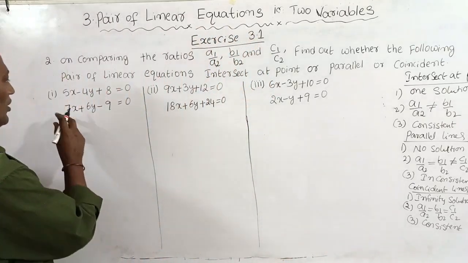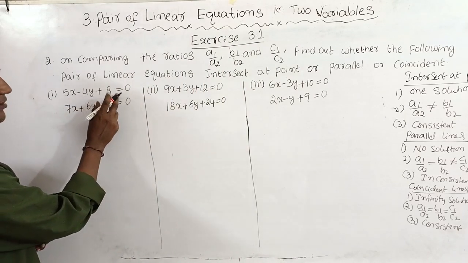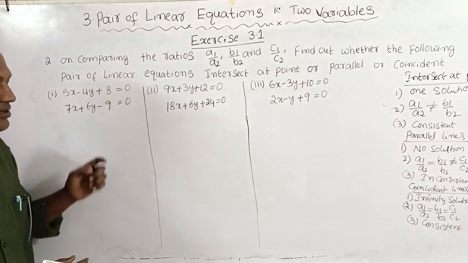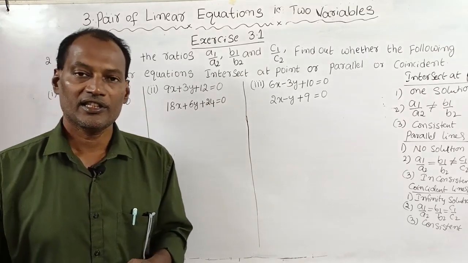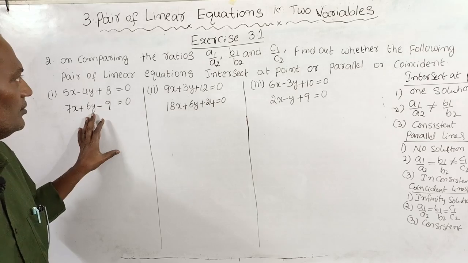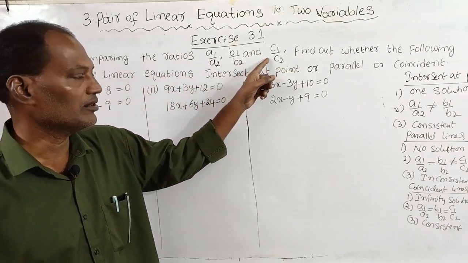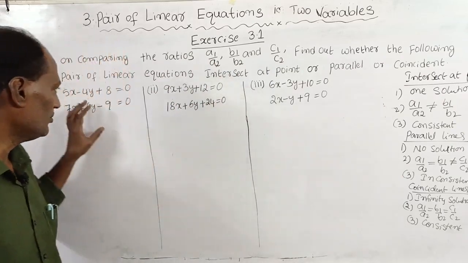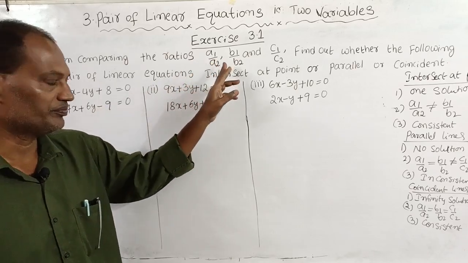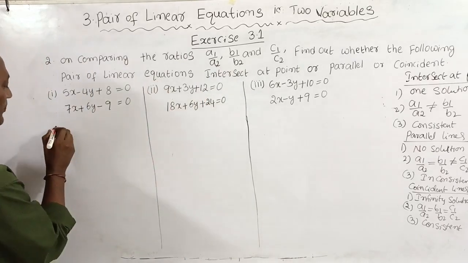Now, what is the first question? 5x minus 4y plus 8 equal to 0. 7x plus 6y minus 9 equal to 0. This is in the linear equation form ax plus by plus c equal to 0. First, what you have to do is compare the ratios a1 by a2, b1 by b2 and c1 by c2. We have to write the values from these equations in this fraction form. First we will take a1 by a2.